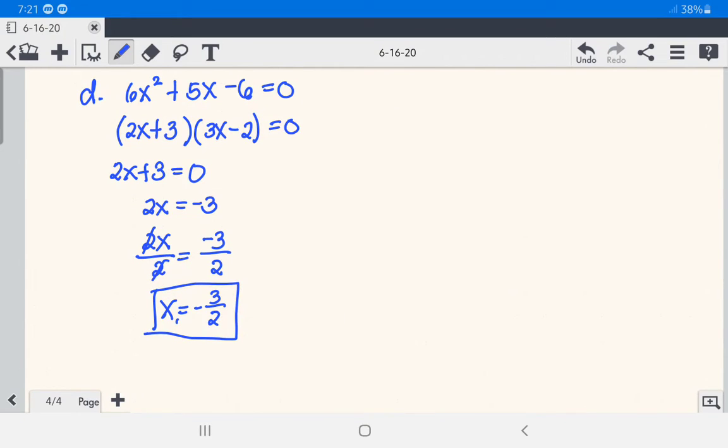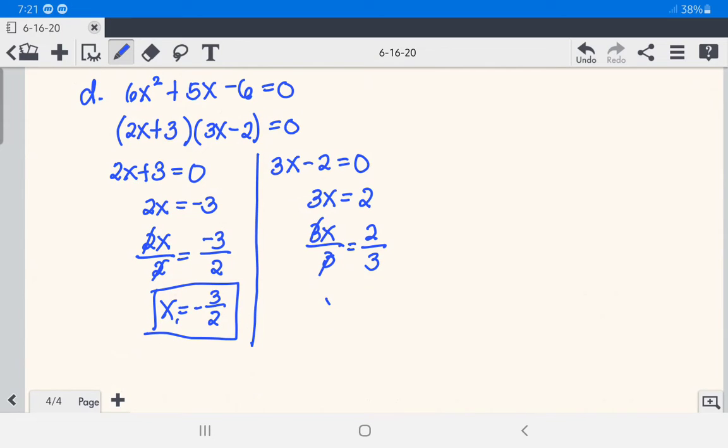Then, for the second solution, let us equate the second factor to 0. So we have 3x minus 2 is equal to 0. Then add 2 on both sides of the equation. So we have 3x is equal to positive 2. Then divide both sides by 3. So cancel, x is equal to 2 over 3. So this is the second value of x. The next is you have to check.